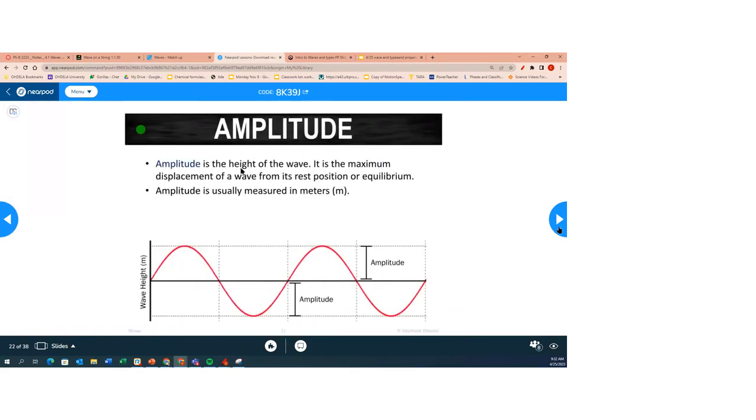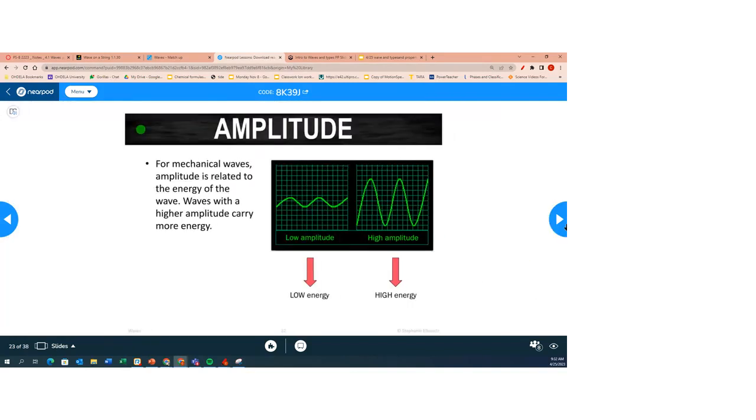Okay, the amplitude is the height of the wave, the maximum displacement up or the maximum displacement down. Either way, you can measure this. So the wave height in meters, this would be about 1 meter. For mechanical waves, amplitude is related to the energy. Waves with higher amplitude carry more energy. So low amplitude, low energy; high amplitude, high peaks, higher energy. It sounds pretty predictable if we're thinking about surfing or going down a hill.